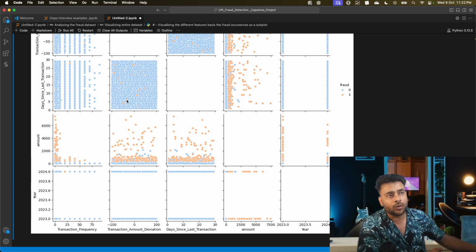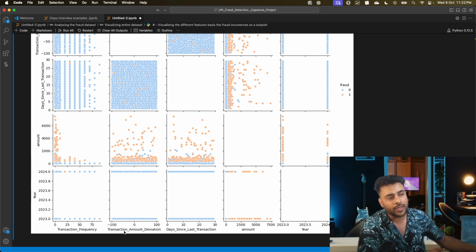As you can see with the orange ones, you can see the days since last transaction and the transaction amount deviation, how these two variables are related to each other. For example, amount and transaction frequency. When it comes to fraud, which is orange, as the amount increases to more than 2000, the amount of fraud is very high. From 0 to 2000 you also have certain orange dots, which means they have contributed to fraud, but for more than 2000, most of the amount is fraud.